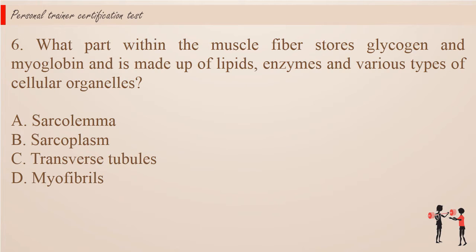Question 6. What part within the muscle fiber stores glycogen and myoglobin and is made up of lipids, enzymes and various types of cellular organelles? A. Sarcolemma. B. Sarcoplasm. C. Transverse tubules. D. Myofibrils.